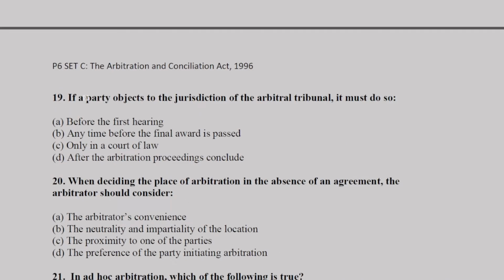If a party objects to the jurisdiction of the arbitral tribunal, it must do so before the first hearing. Any time before the final award is passed, only in a court of law after the arbitration proceedings. If a party objects to the jurisdiction, it must do so before the first hearing. So the answer is A.